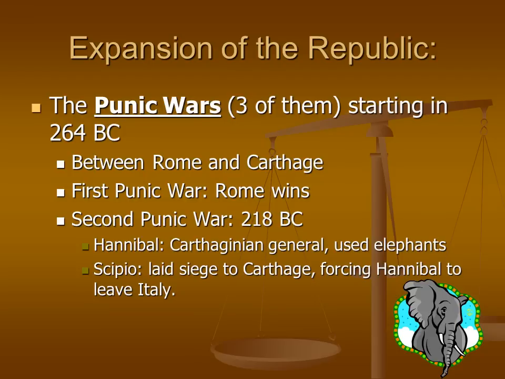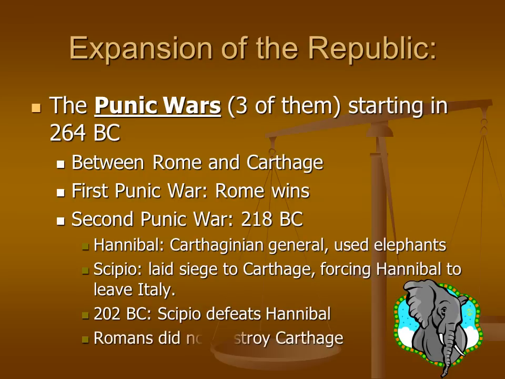The most important result for the Romans, though, is that after the Second Punic War, they are the masters of the Western Mediterranean. They are not opposed by anyone. Carthage is no longer a threat. So in 202 BC, Scipio defeats Hannibal, and at this point the Romans then don't destroy Carthage because they are now the masters of the Western Mediterranean.